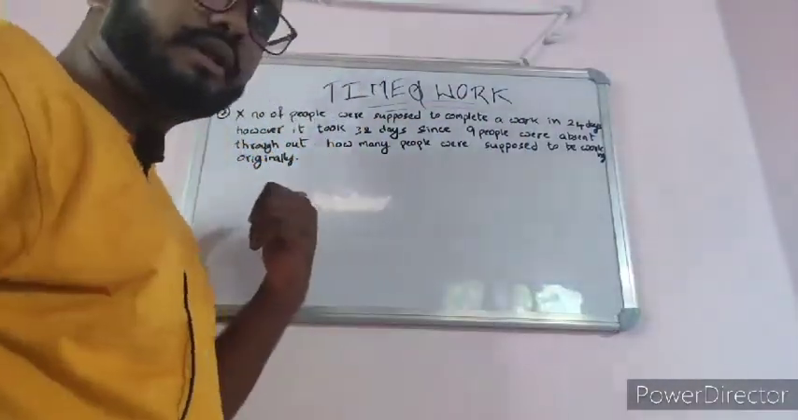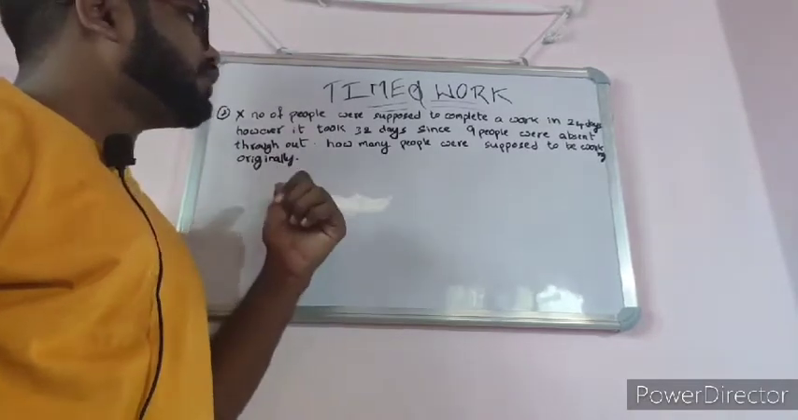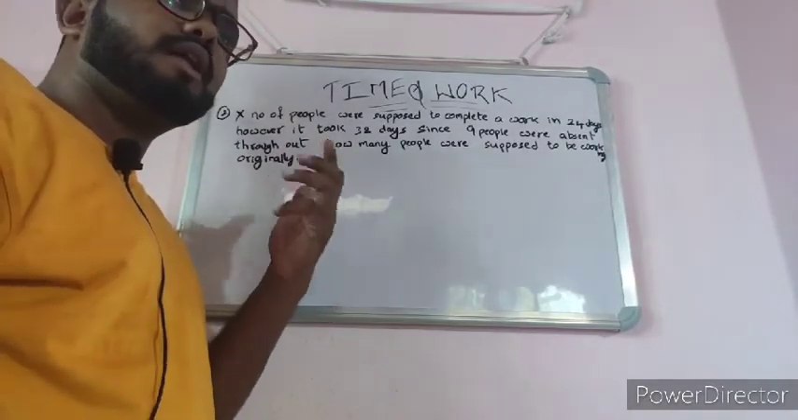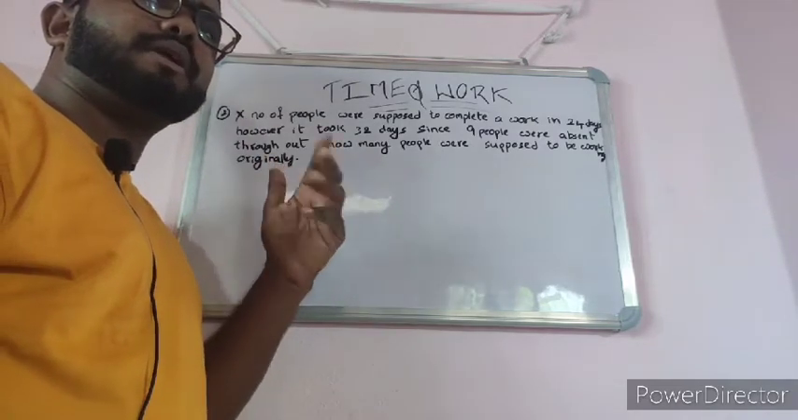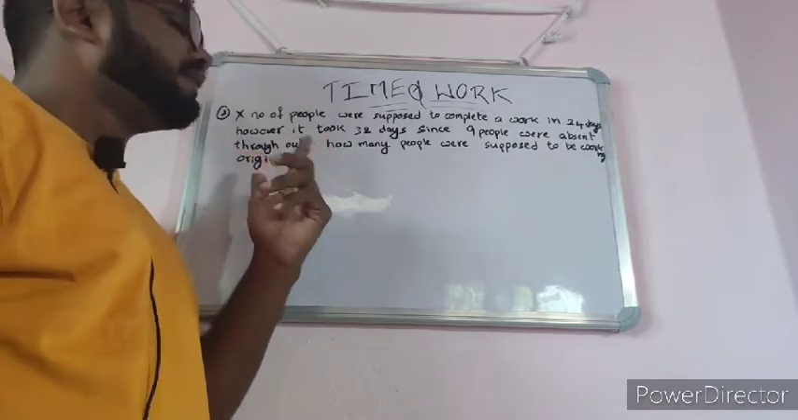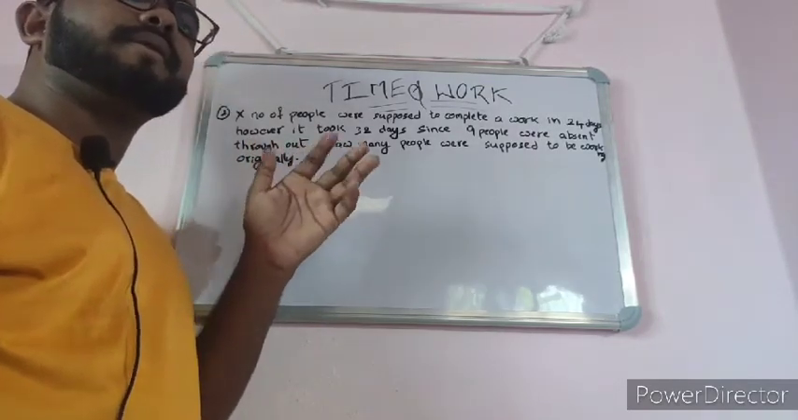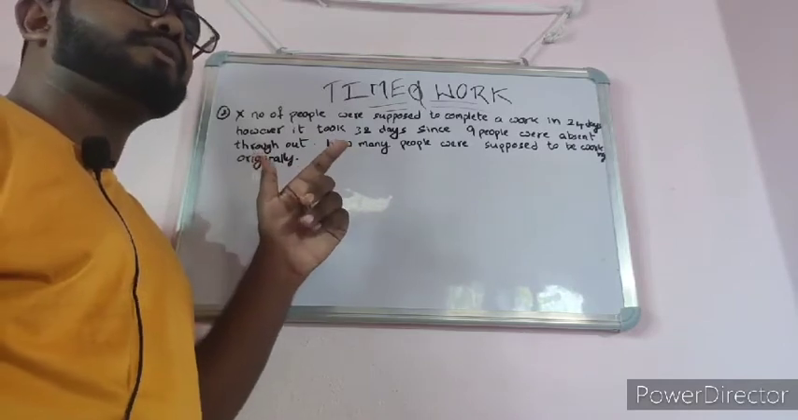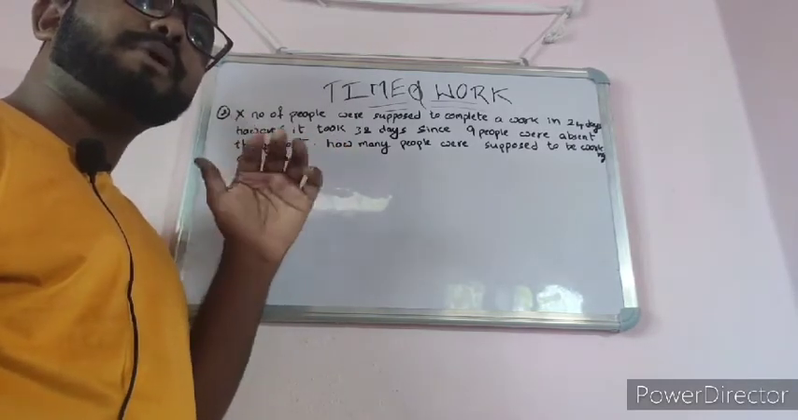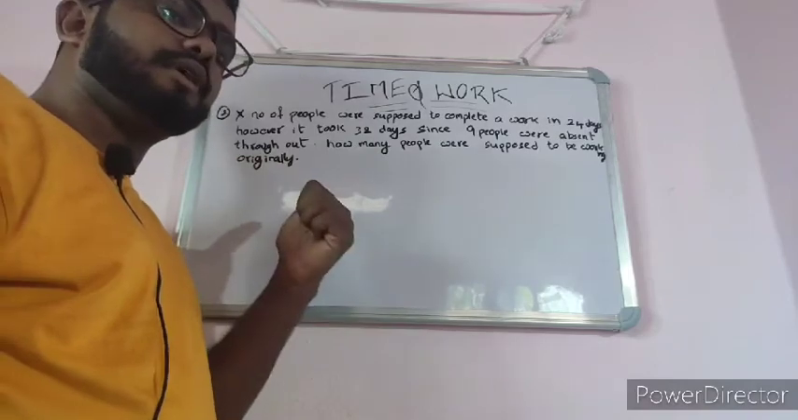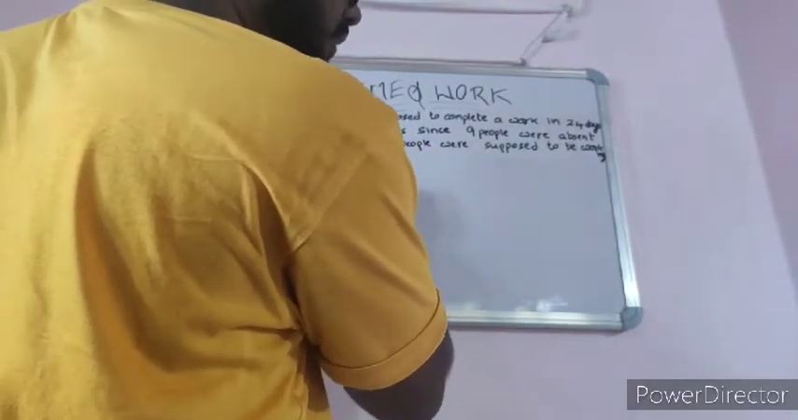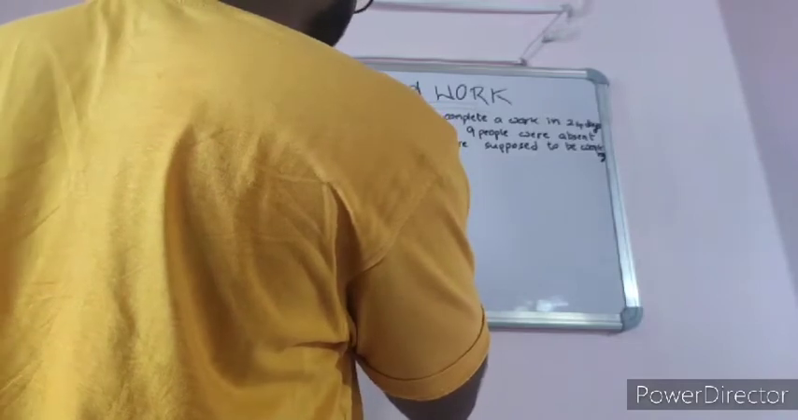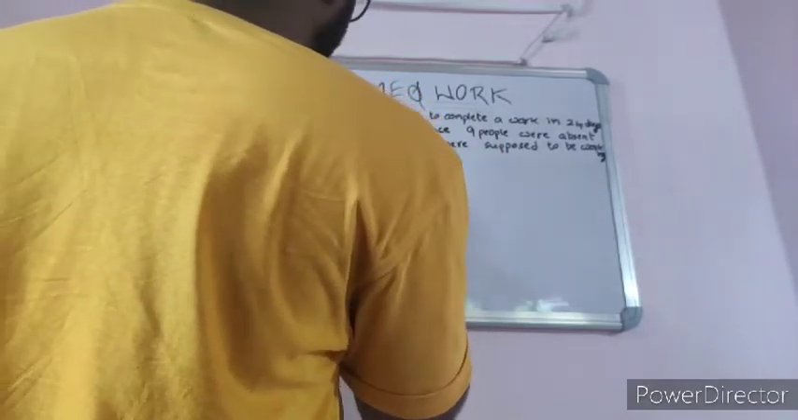Okay. So what he mentioned here is X number of people were supposed to complete a work in 24 days, like digging a tunnel. Some X number of people were supposed to complete digging the tunnel in 24 days, but it took 32 days to dig that tunnel. Why? Because 9 of them were absent. So originally how many people were appointed? We need to find that. Like we know the formula, M1 R1 T1 by W1 is equal to M2 R2 T2 by W2. So the number of men here, do we know it? No, so we will take it as X.